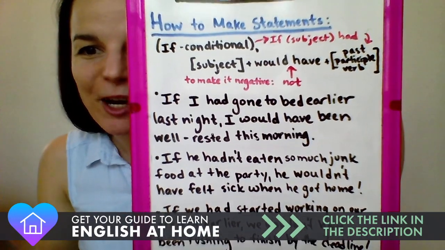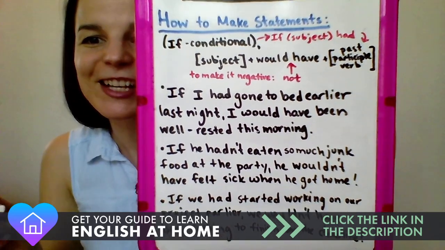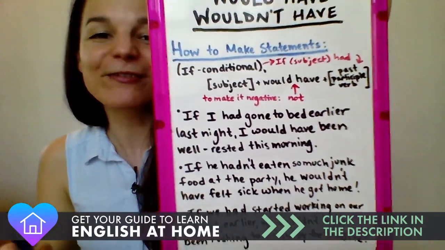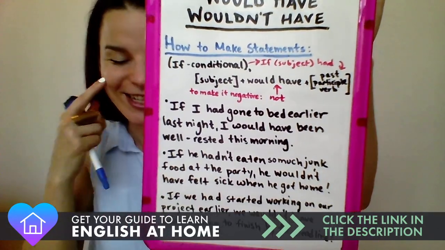Some examples are coming in. Marisol says, my girlfriend wouldn't have cheated on me if I hadn't been so jealous. Perfect grammar, very nice grammar in that sentence. That's very funny.